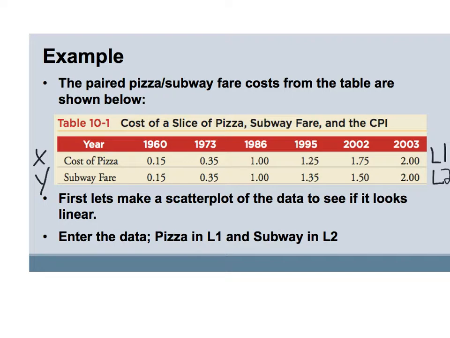So, put cost of pizza in L1, subway fares in L2 in your calculator. So, stat edit. So in L1, 0.15, 0.35, 1, 1.25, 1.75, 2, and in L2 the subway fares, which are almost the same.